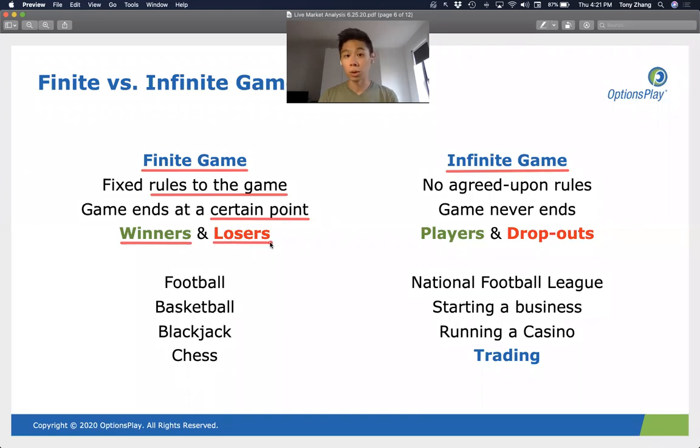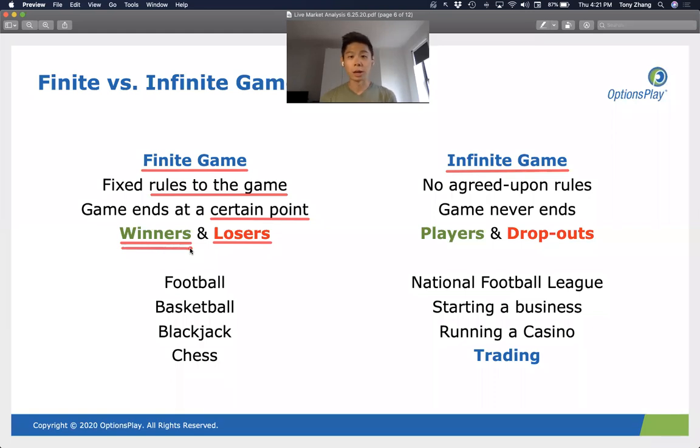And these are games that we all know of. Basketball, football, chess, poker, all of these games have fixed rules. At the end, there's a winner or a loser. And in a finite game, your sole purpose, everything that you're trying to do, is to win. That's the whole point of a finite game: your goal is to win. And it makes sense in these types of finite games.